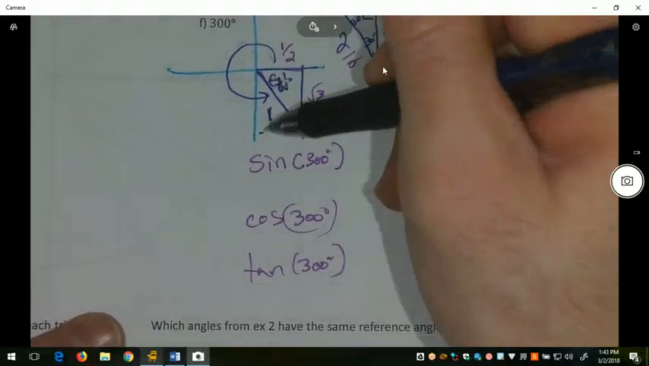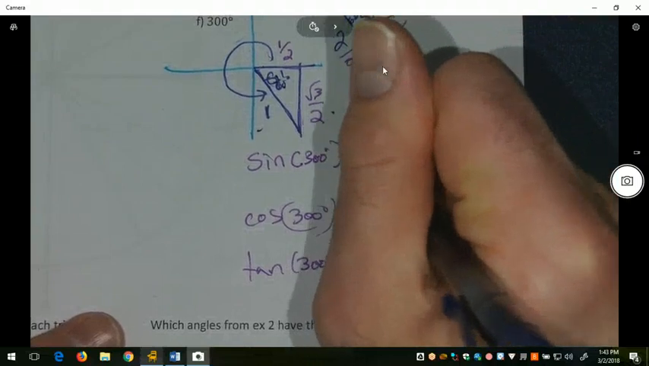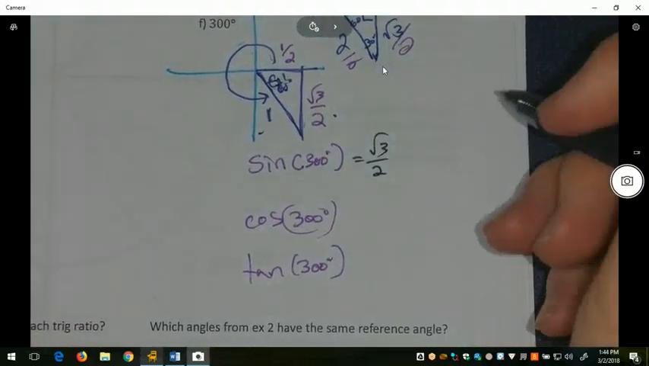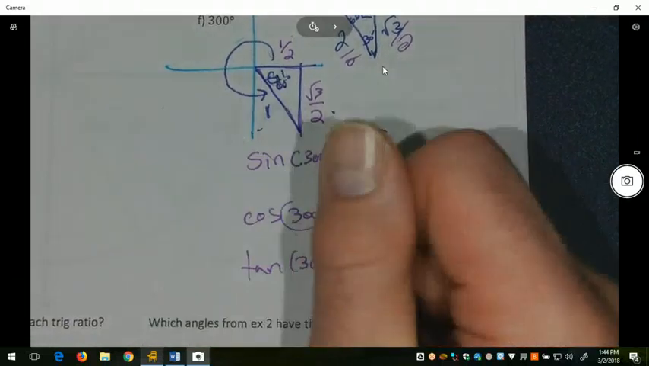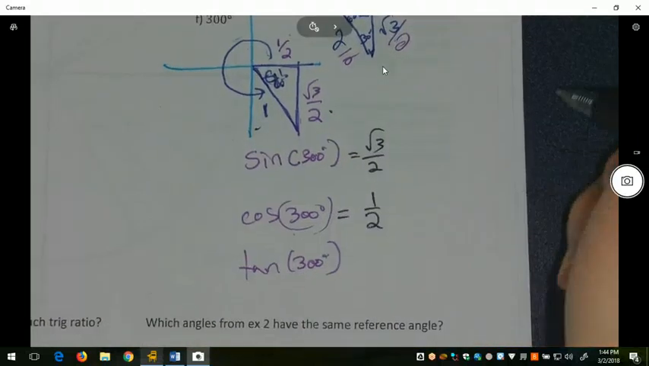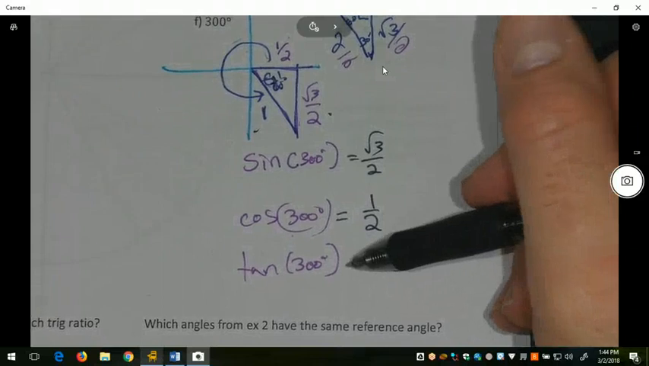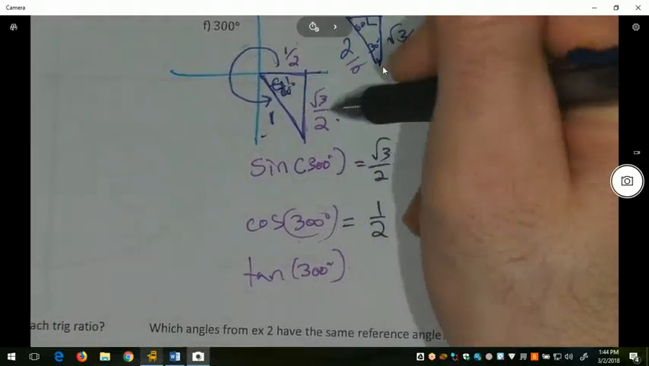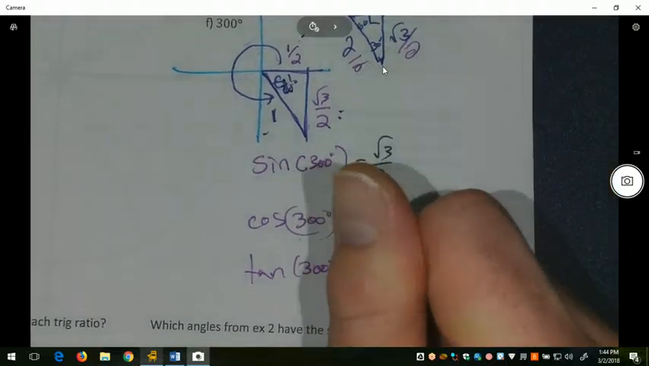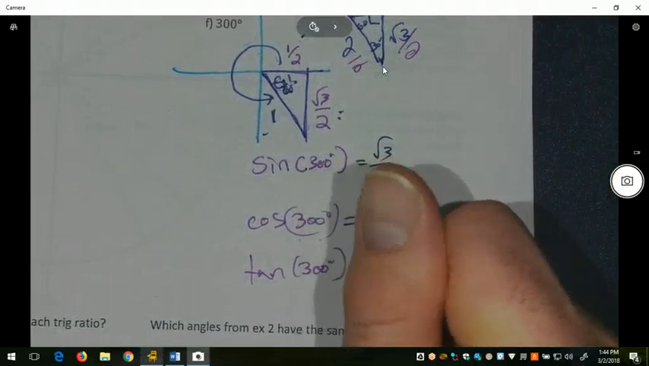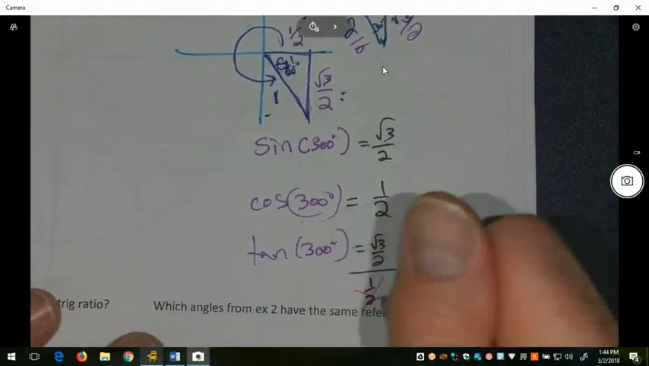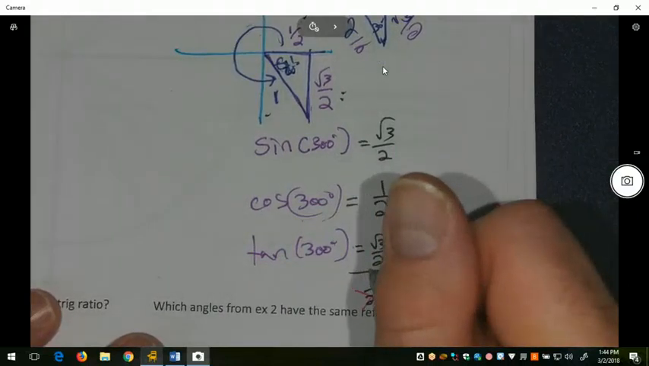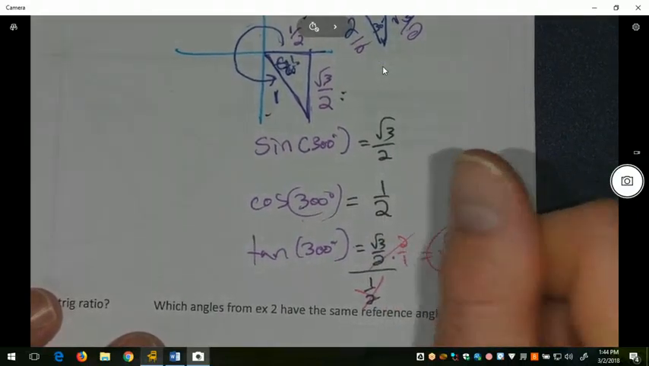Sine of 300 degrees, so the reference angle of 60, will give us opposite over hypotenuse, which is square root of 3 over 2, divided by 1, which is just square root of 3 over 2. Cosine of 300 degrees is adjacent over hypotenuse, so it's just 1/2. Tangent of 300 degrees is opposite over adjacent. So square root of 3 over 2 divided by 1/2, which is really multiplied by the reciprocal, times 2 over 1, gives us the square root of 3.